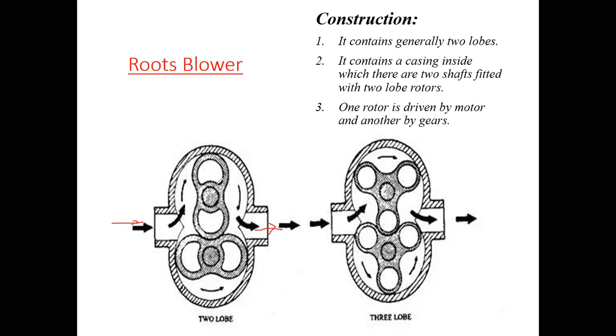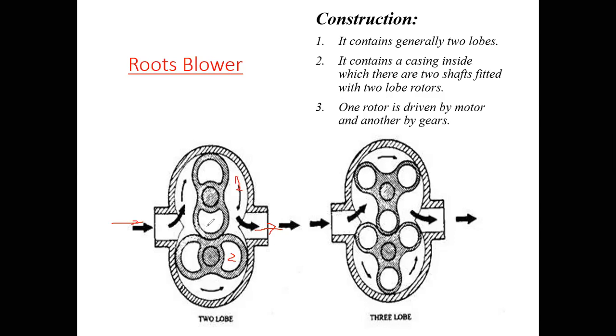These 2 lobes are rotated with the help of a motor. Suppose I am placing this as lobe number 1, then this is lobe number 2. Lobe number one is rotated with the help of a prime mover, and lobe number two is rotated with the help of a gear arrangement. By this, suction from one side and delivery from the other side is achieved. Now, how does the suction process start?